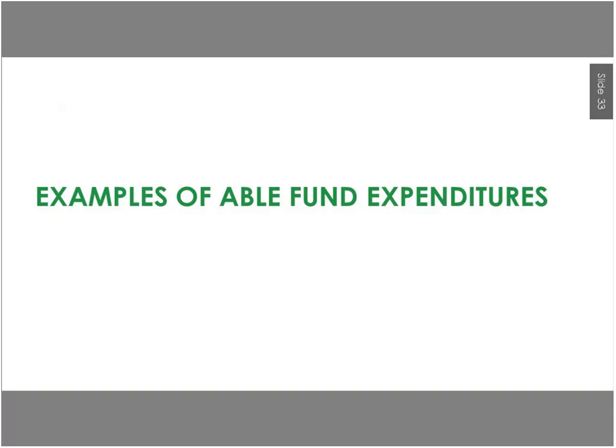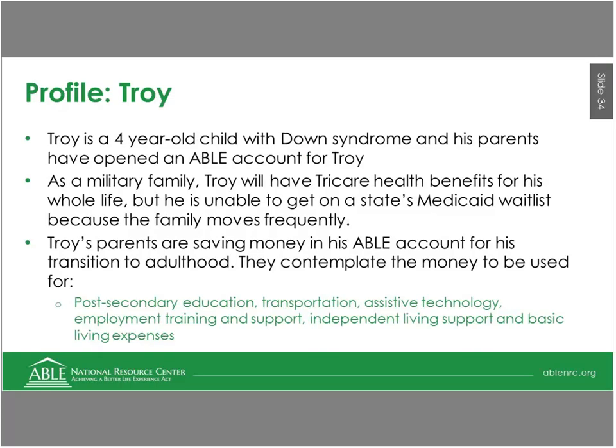Some other examples. So these are all hypothetical. The last one was a real deal one, but let's talk a little bit. So this is a profile that we came up with of Troy. Troy is a 4-year-old child with Down syndrome, and his parents have opened an ABLE account for Troy on his behalf. As a military family, Troy will have TRICARE health benefits for his entire life, but he is unable to get on a state's Medicaid waiting list because his family moves around too frequently. Troy's parents are saving money in his ABLE account for his transition to adulthood.